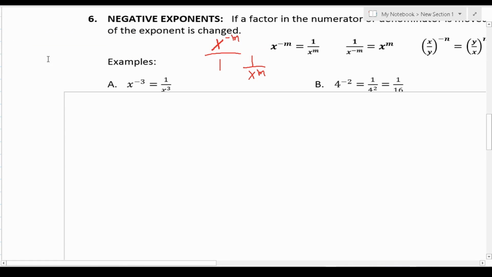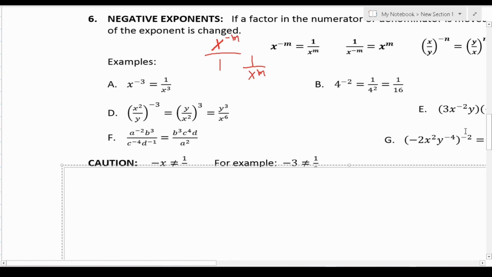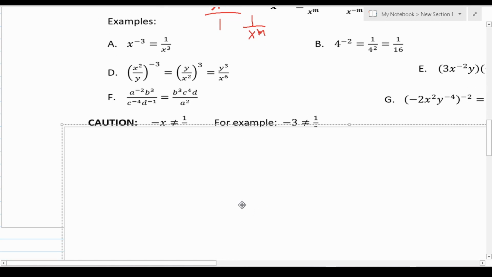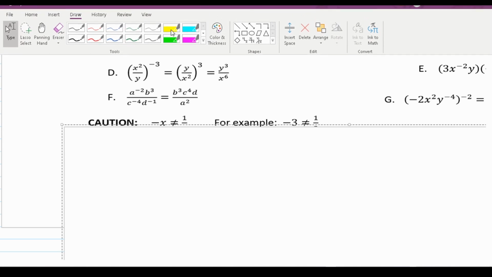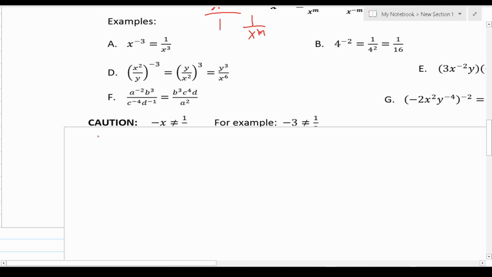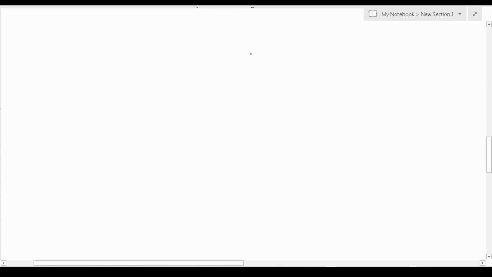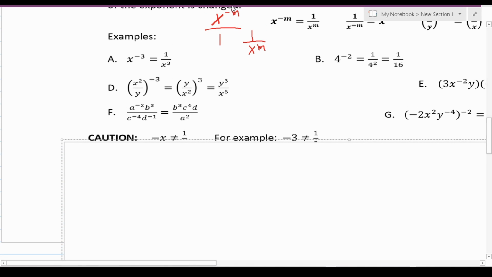All right, let's see. I think they give us a few more examples of these to do. All right, good. Let's do D and F now. And I keep going back to the thick pen. I don't know why. All right, so let's go to D.